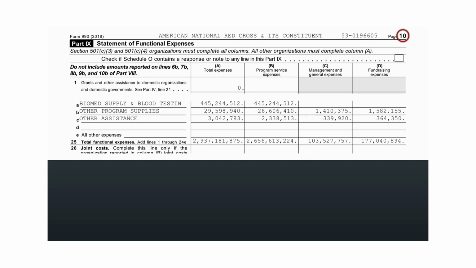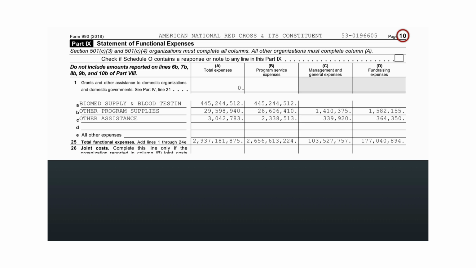If you remember what the statement of functional expenses does, it requires the nonprofit to separate out their expenditures into 3 different categories of activity, and those are columns B, C, and D. B is any of their expenditures that go into their programs. C is their overhead, or their management, general, and administrative expenses, and then D is fundraising.